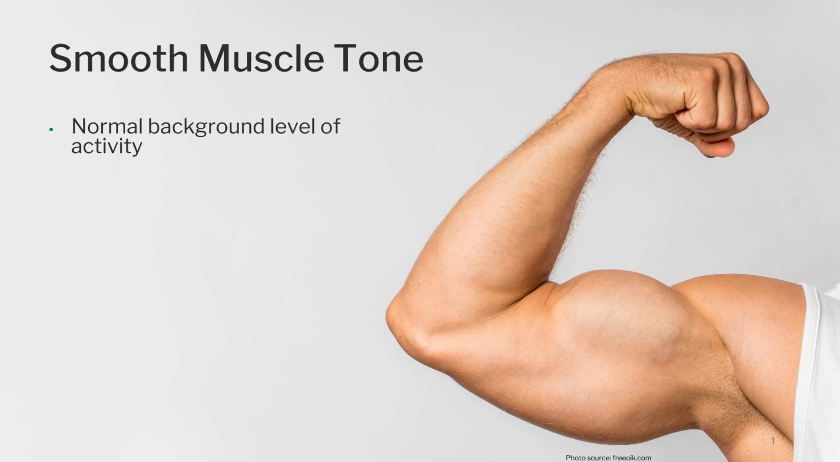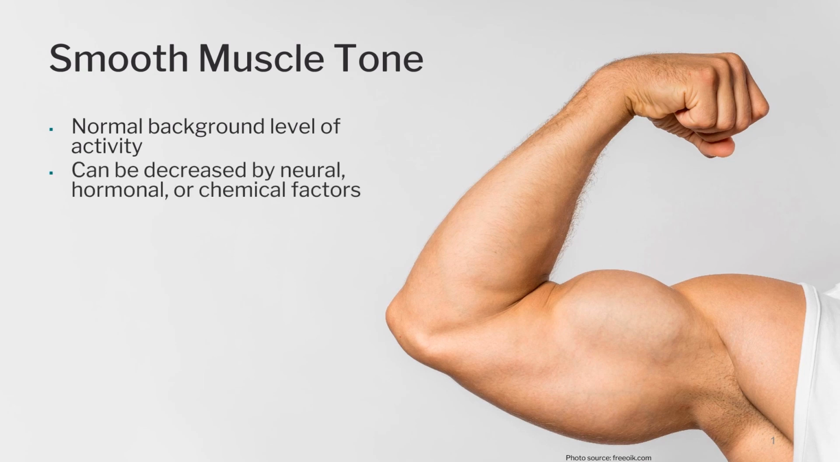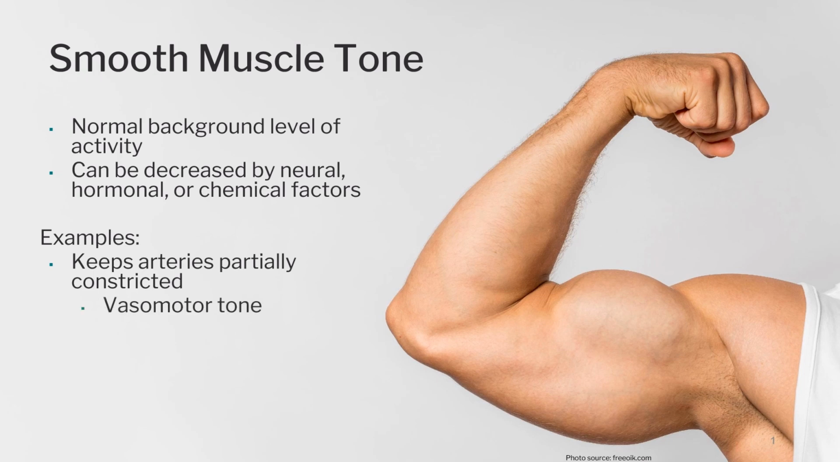The fatigue resistance and latch bridge mechanism of smooth muscles are important in enabling it to maintain a state of continual tonic contraction called smooth muscle tone. Smooth muscle tone is controlled by neural, hormonal, or chemical factors. An example of smooth muscle tone is that it keeps the arteries in a state of partial constriction, called vasomotor tone. A widespread loss of muscle tone in the arteries can cause a dangerous drop in blood pressure.